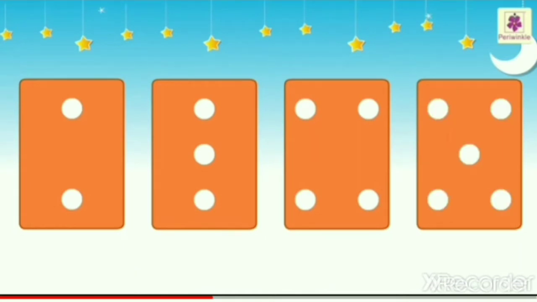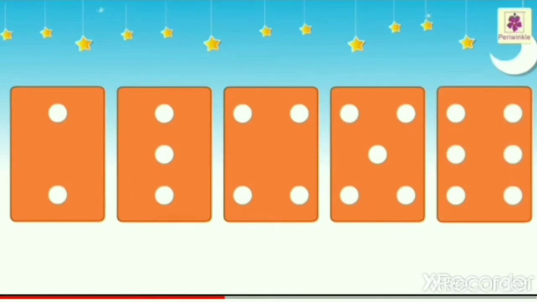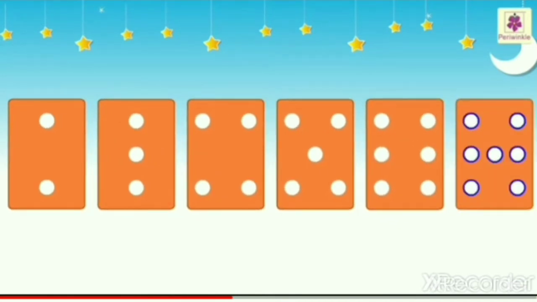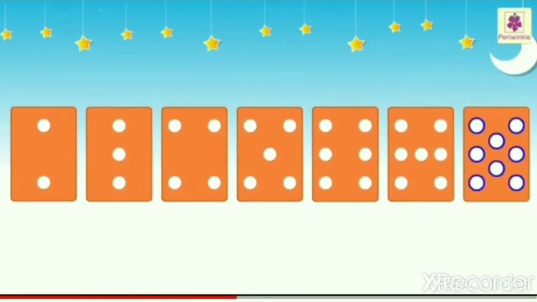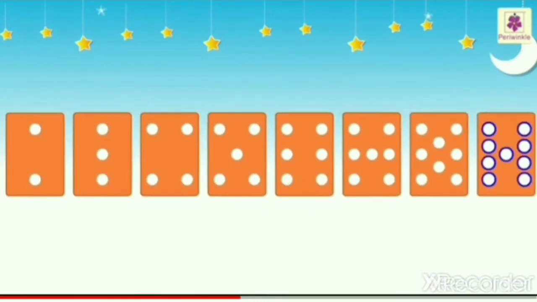So this is a pattern on the basis of number of dots. First 2 dots, then 3 dots, then 4 dots, then 5 dots. So the next card will contain 6 dots, then again 7, then 8, then 9. In this way this is a pattern on the basis of number of dots.